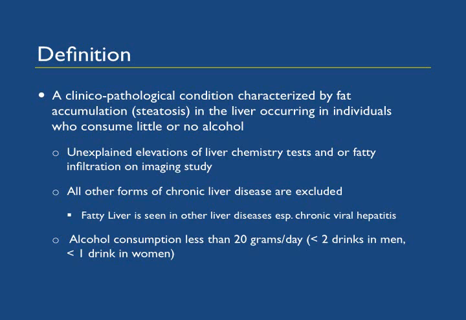These patients usually present with unexplained elevations of liver chemistry tests and or fatty infiltration that was seen on an imaging study. By definition, all other forms of chronic liver disease should be excluded. This is important because fatty liver has been seen in other liver diseases, especially chronic viral hepatitis, where it could play a role in disease progression.